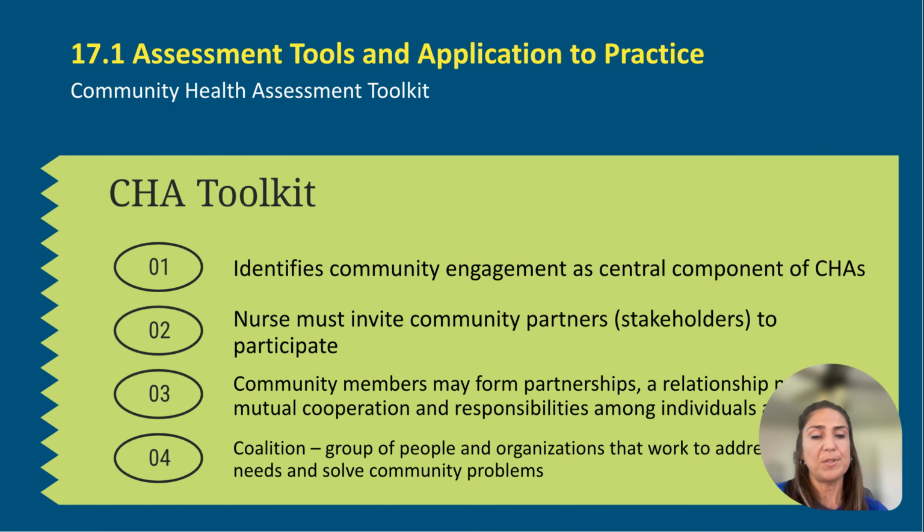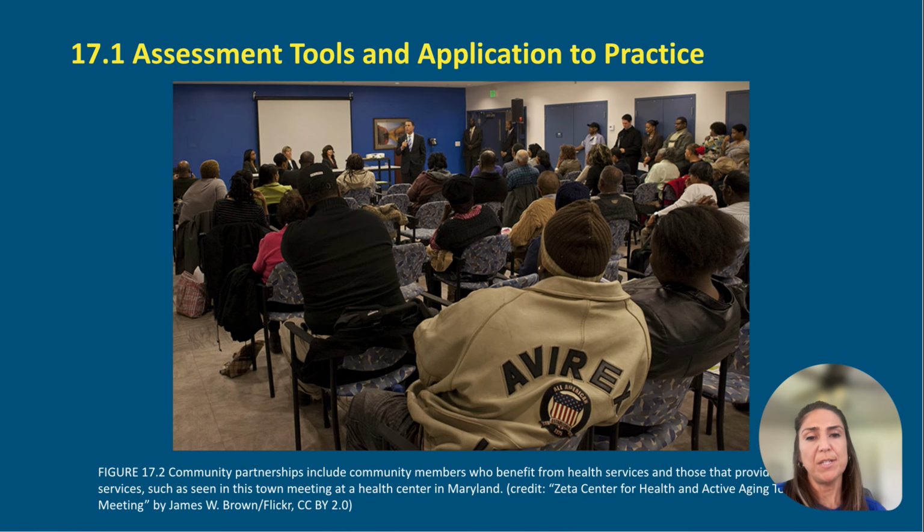And when there are multiple groups and organizations that are joined together to address community needs, they form a coalition. So a coalition works collectively to solve community problems and improve health outcomes. So this picture here, what you're looking at is a community partnership that's brought together. And community partnerships really bring together the people who benefit from health services and those who provide health services. So you're looking at an example of a town hall meeting at a health center in Maryland. And this is really showing how community members and providers come together to share perspectives and identify priorities and plan for collective action.